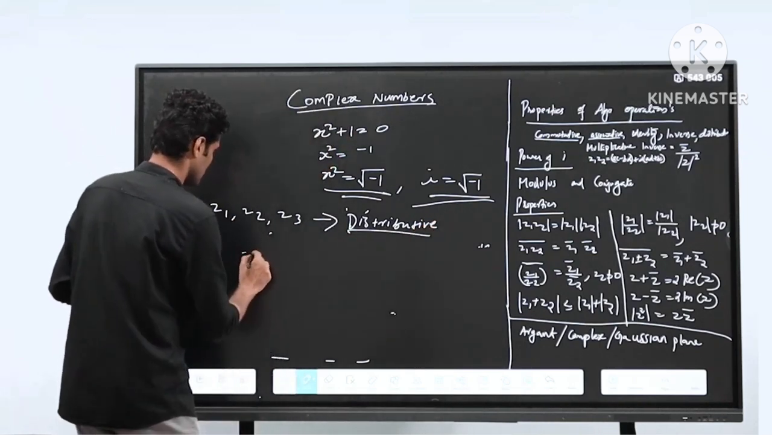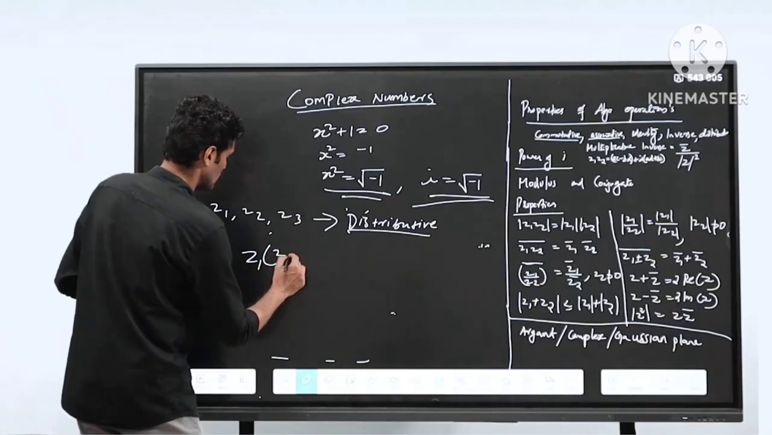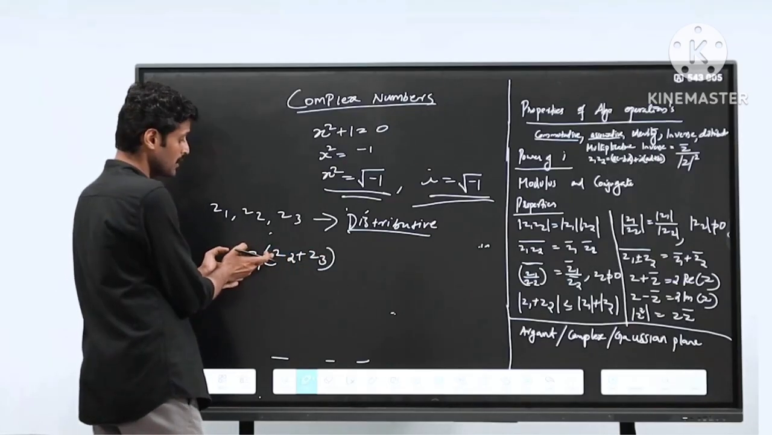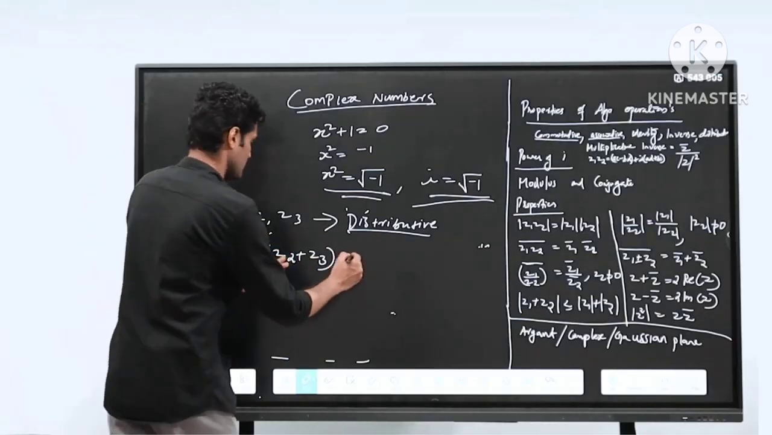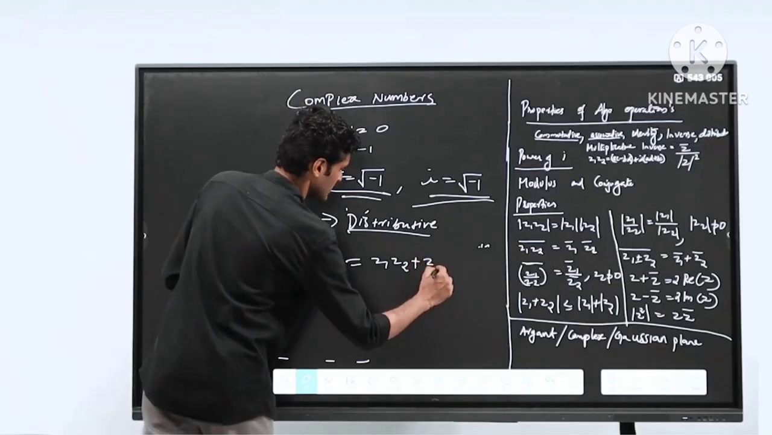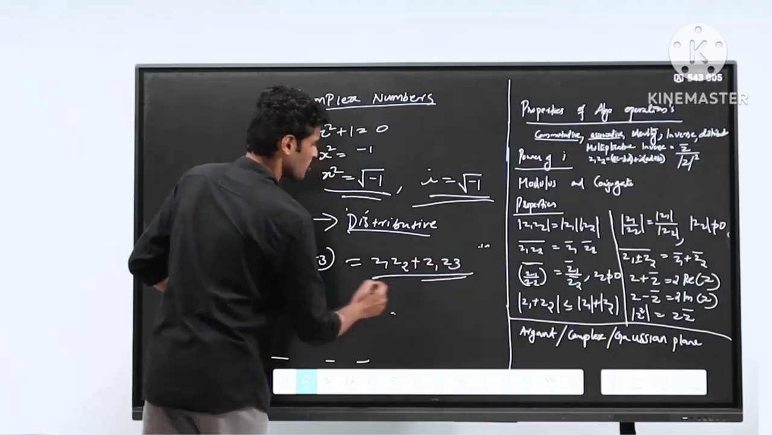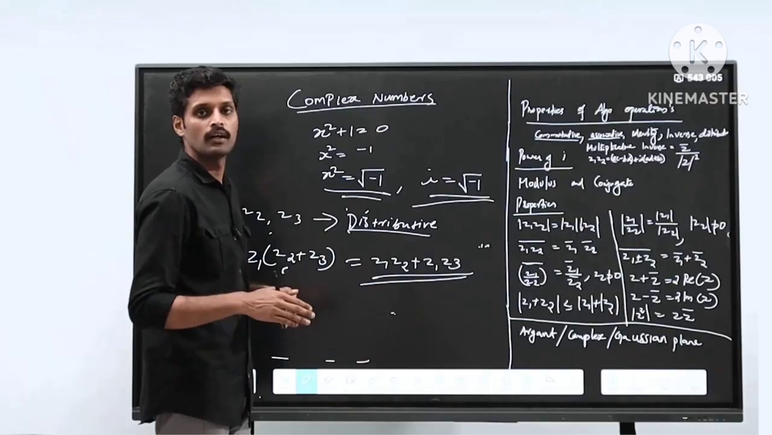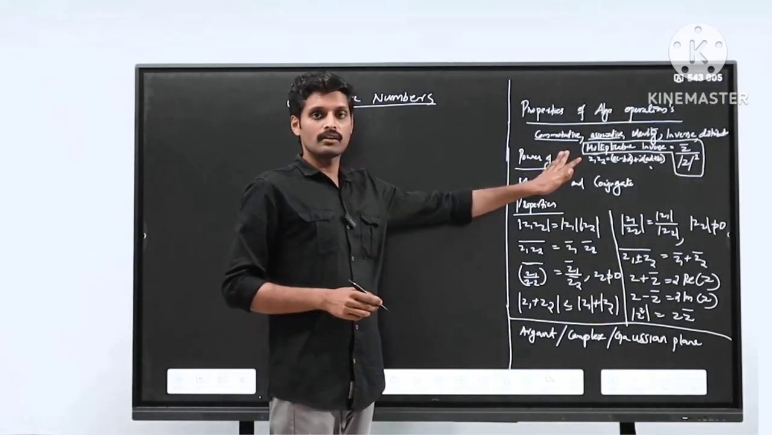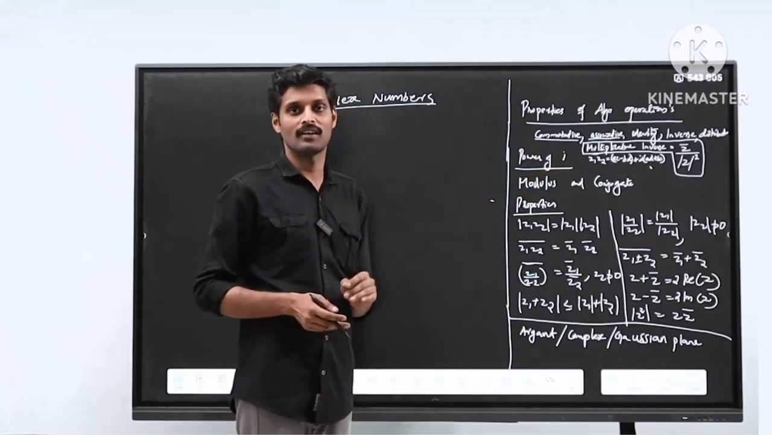So what is that? Z1 into Z2 plus Z3. We can distribute this multiplication over addition. That is Z1 Z2 plus Z1 Z3. This property is known as the distributive property.